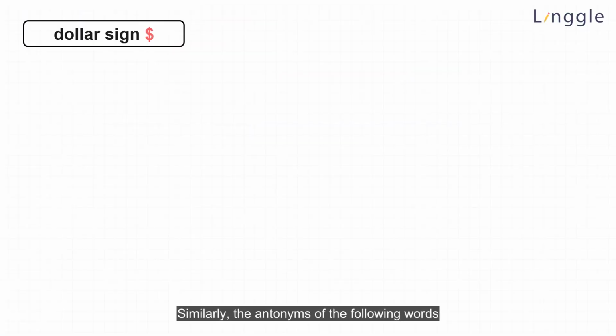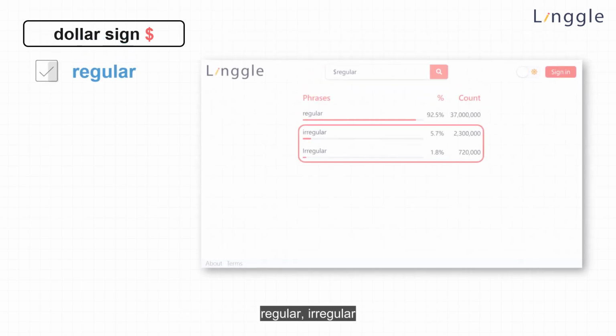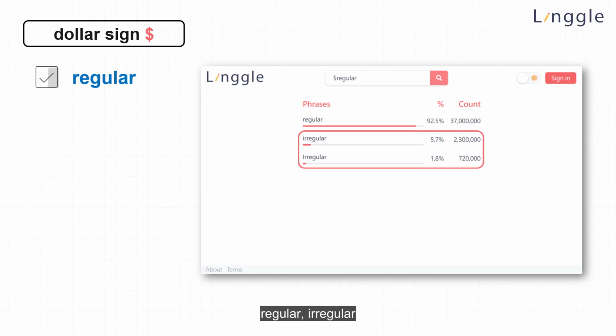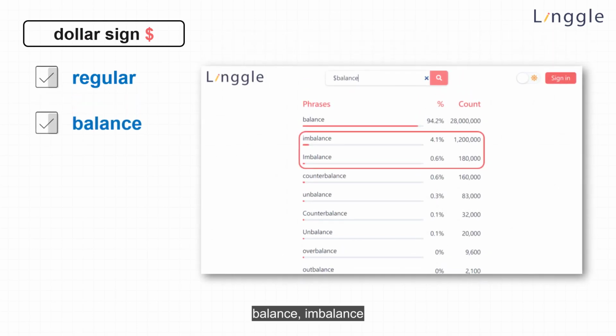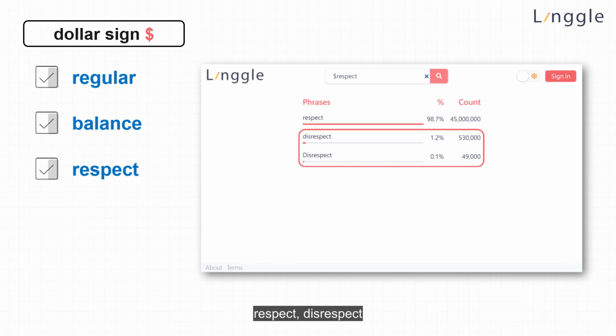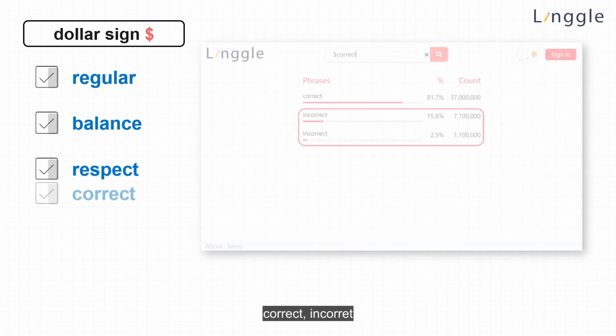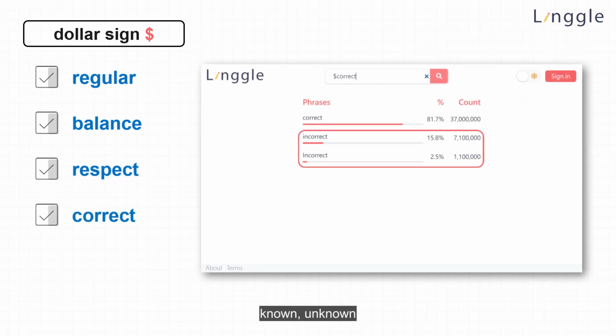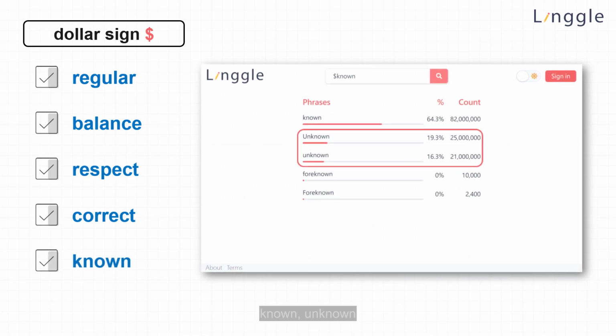Similarly, the antonyms of the following words are easy to find using the $. Regular, irregular, balance, imbalance, respect, disrespect, correct, incorrect, known, unknown. By using the $, we immediately found the correct antonyms. What a quick way!